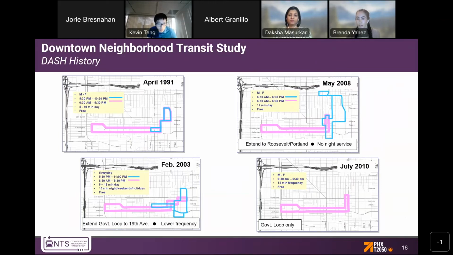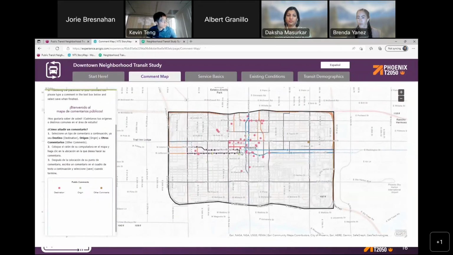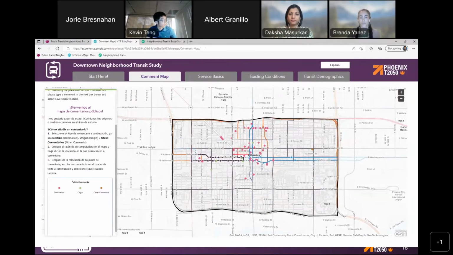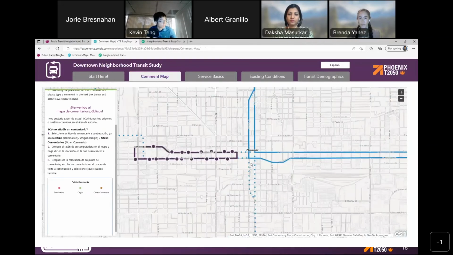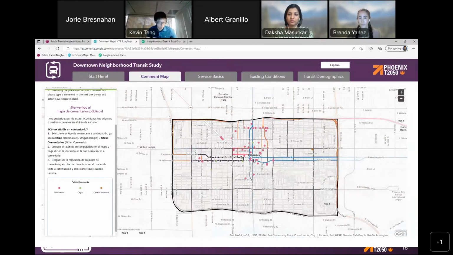Do we have more questions? There was another question about how this plan will be implemented for the future. What changes and improvements do you expect to see? Maybe what we can do is share our comment map so far. As Daksha mentioned earlier, this is our comment map. These are all the dots we have received so far from the public. We will certainly consult the comments we receive here, the locations where the public tells us they want to go in downtown, and see how we can come up with an improved routing for downtown neighborhood transit service.